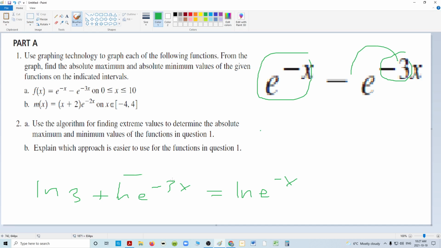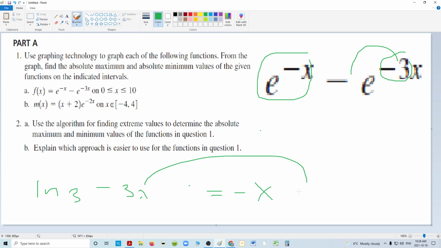So I can now bring my minus 3x in front, and I get minus 3x times ln e, and we know ln e is just 1. So this here becomes minus 3x. The same happens to the right side. The minus x comes in front times ln e, which just becomes minus x.